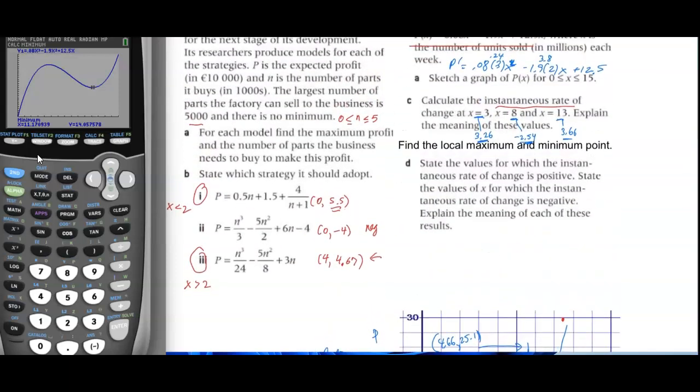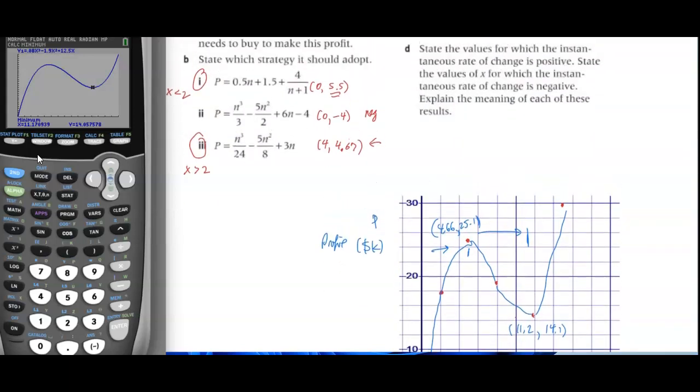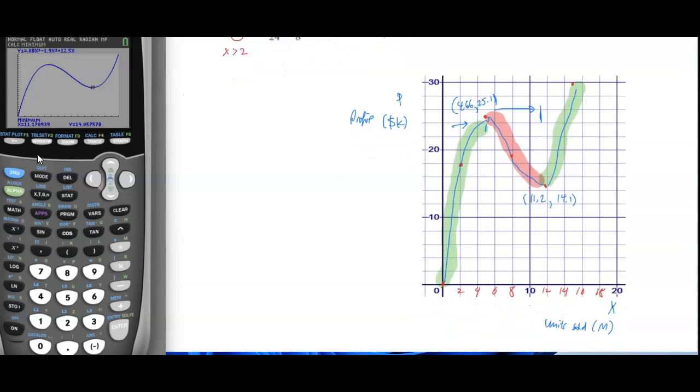And what else do they want us to do? State the values for which the instantaneous rate of change is positive. State the values of x for which the instantaneous rate of change is negative. Explain the meaning of each of these results. Okay, so I'm going to mark with green highlighter when the instantaneous rate of change is positive. Basically what that means is, when is the slope positive? When is the function going up? It would be these two intervals, right? When is the function going down? That interval, okay?